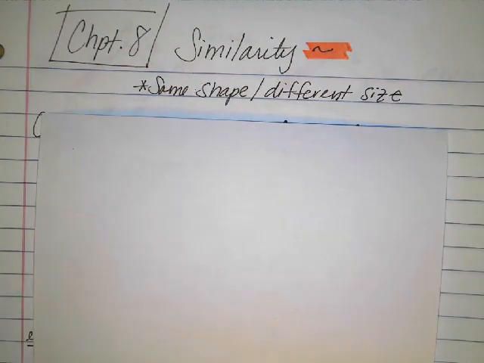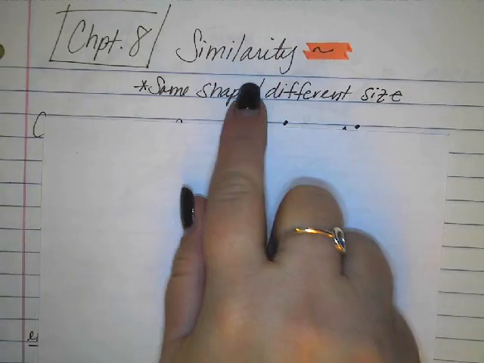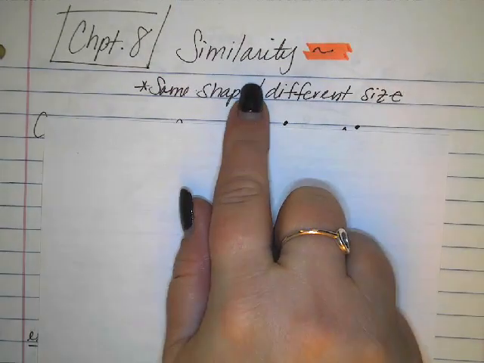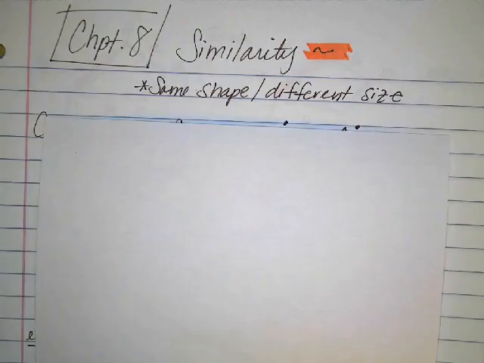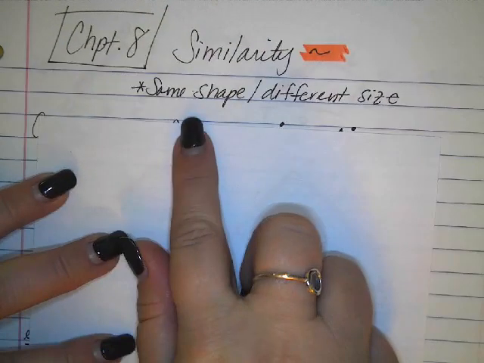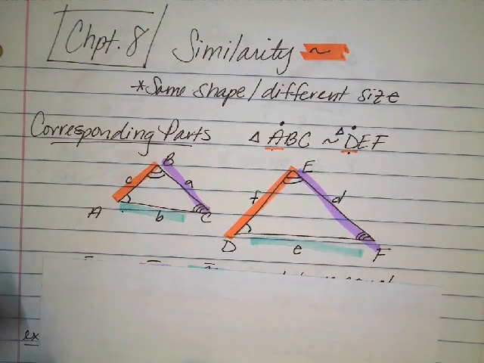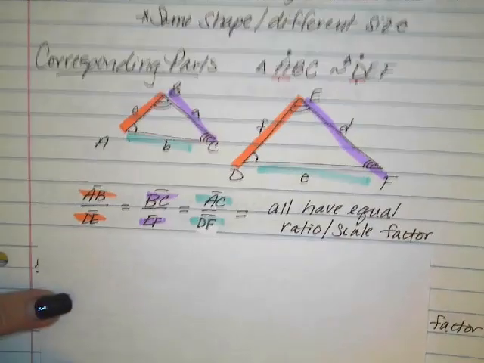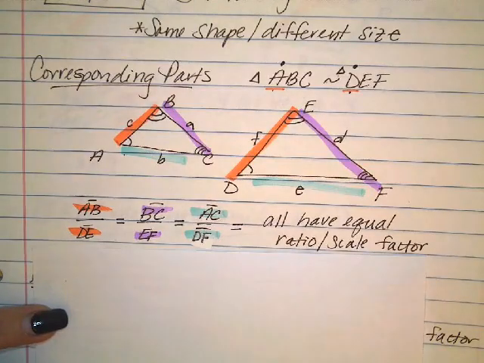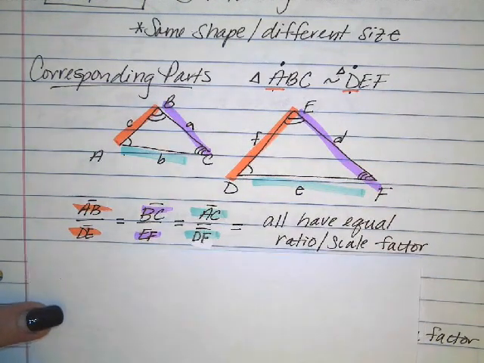In our last chapter before the DCA, we're going to look at Chapter 8, and Chapter 8 is all about similarity. Similarity is different than congruency. So last chapter, it was all about being equal. This time, it's about being the same shape, but a different size. So we'll have like a smaller and larger version. And really in this entire chapter, corresponding parts is really the name of the game.